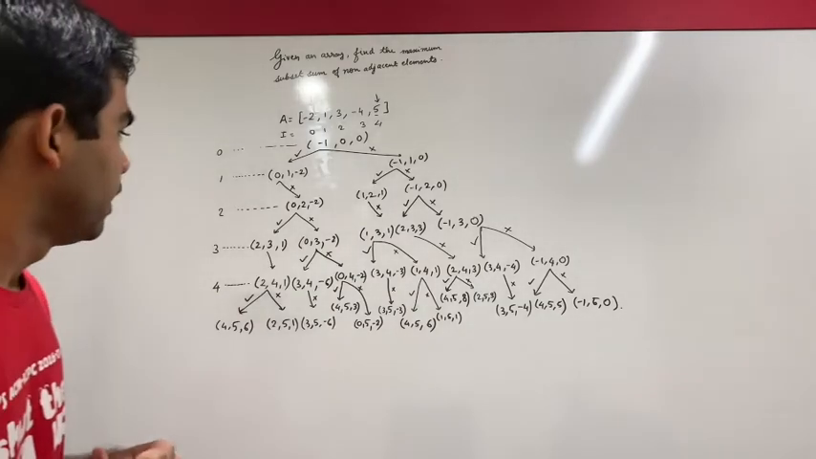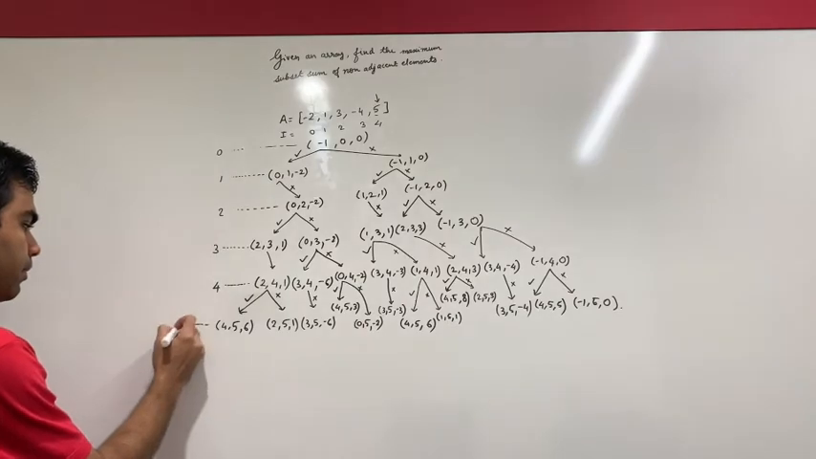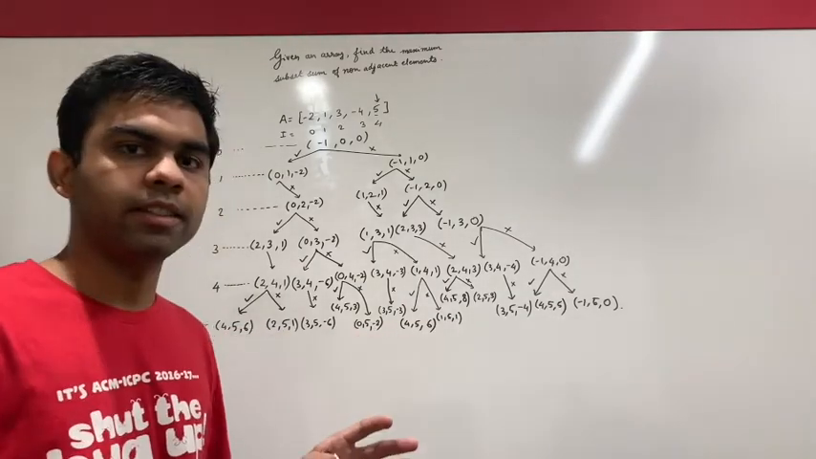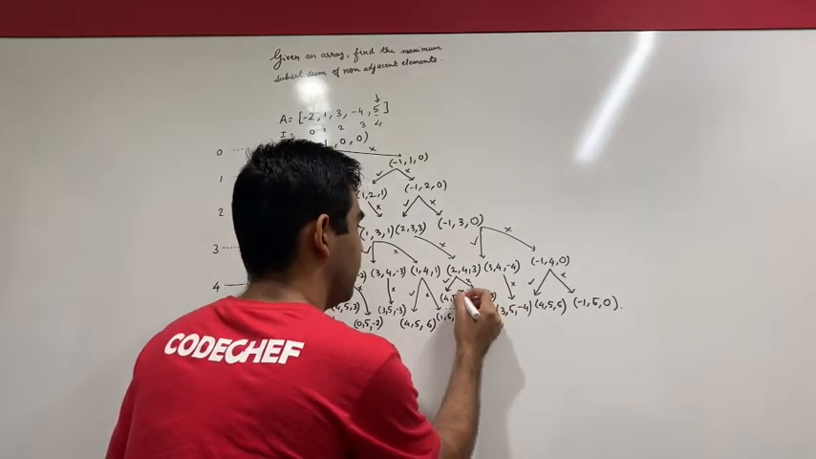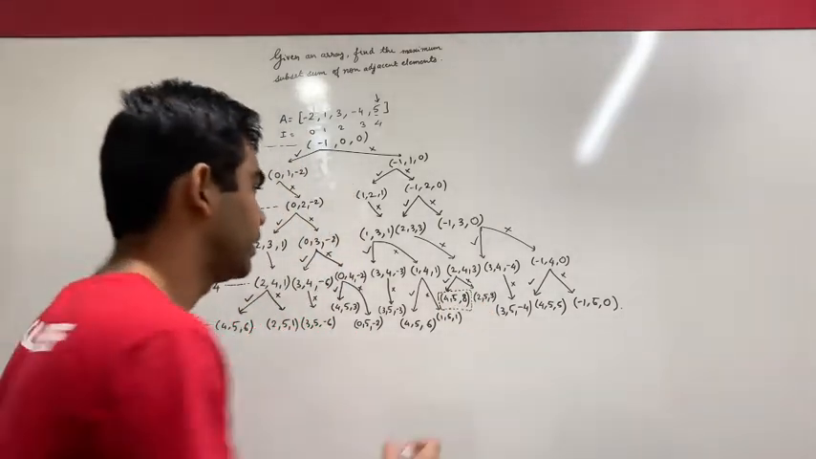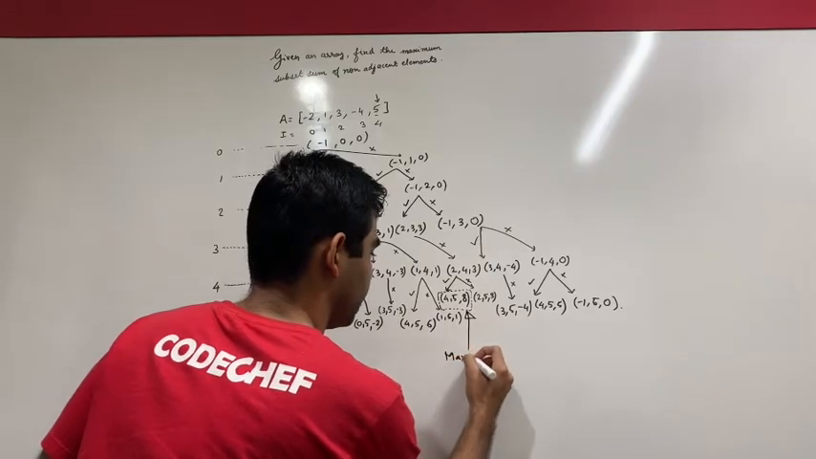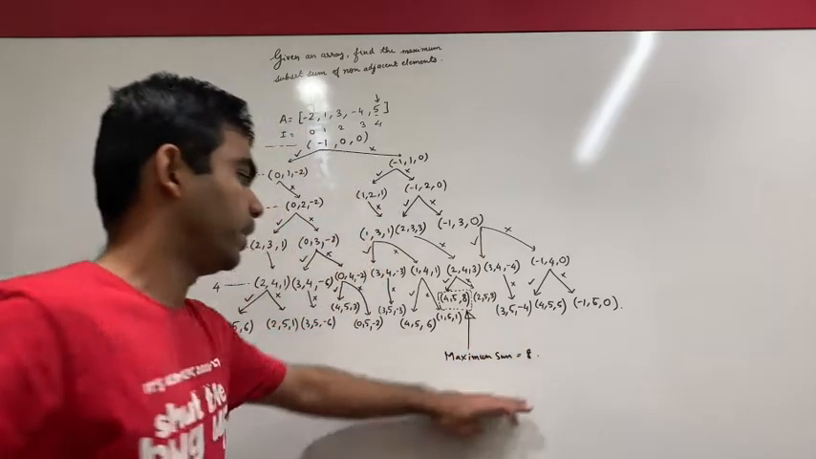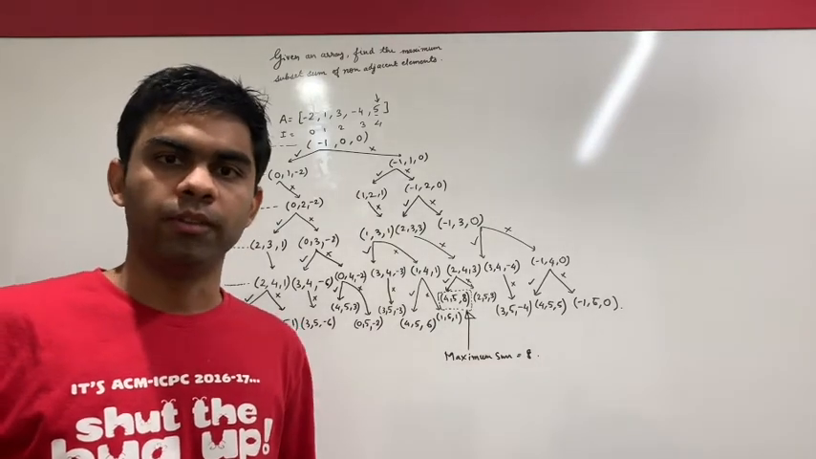So this is the decision tree which we have got, and we were interested in this node, which will return us the maximum sum equal to 8. Now let's try to write a brute force solution for this problem.